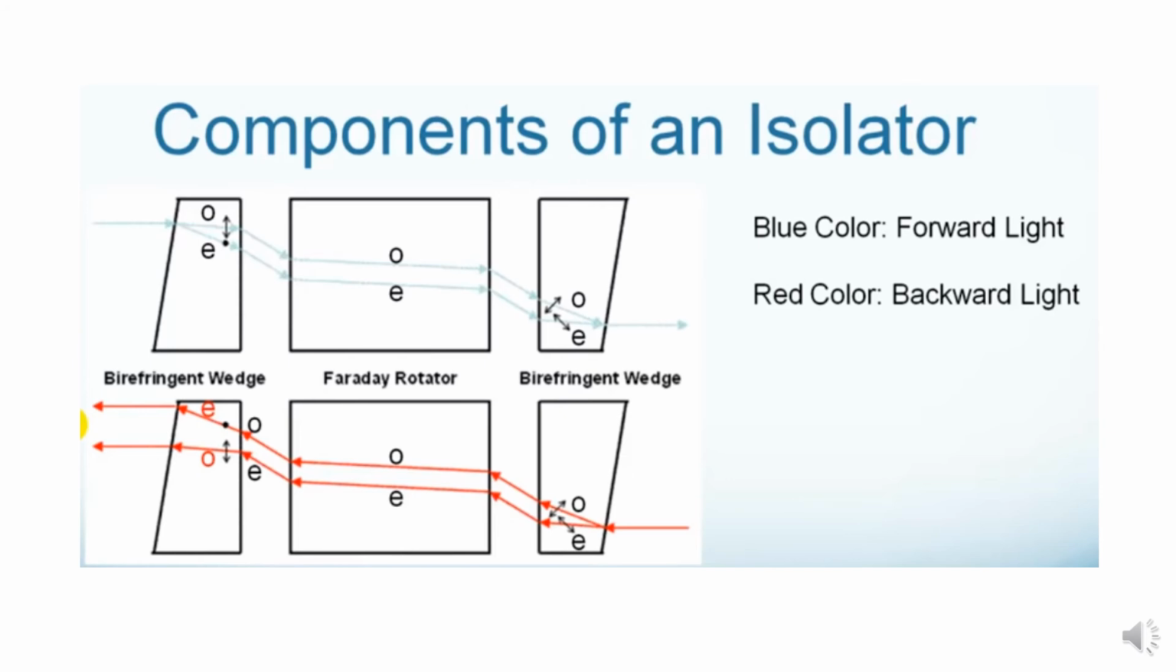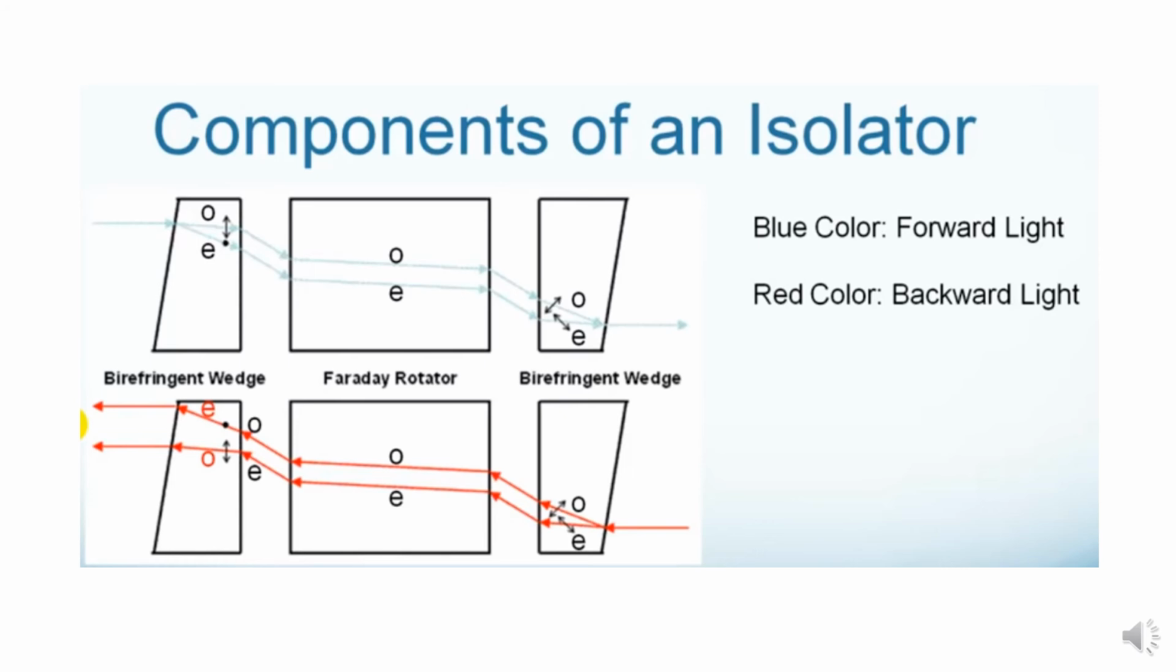And let's look at the forward direction. As in the first figure, after it combines back into a single beam by using the output wedge, it continues to travel in the forward direction. That's about the forward light.